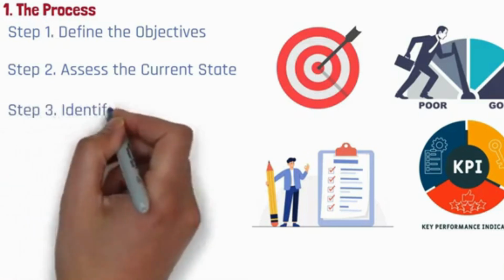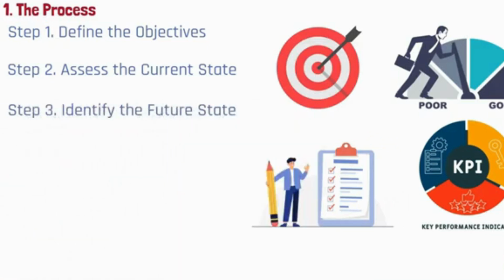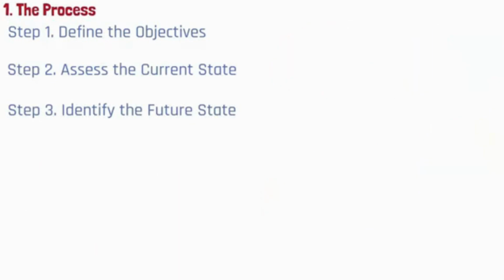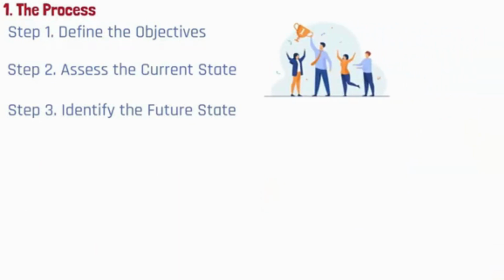Step 3. Identify the future state. Clearly outline the desired future state or goals that the organization aims to achieve. This could involve setting specific targets, benchmarks, or standards that represent the ideal outcome.